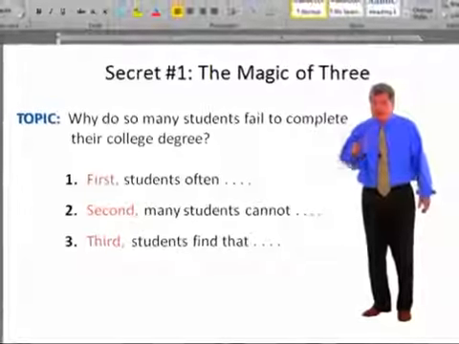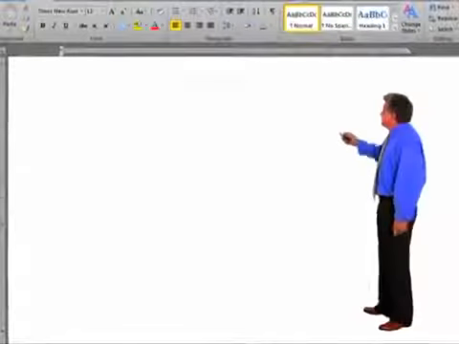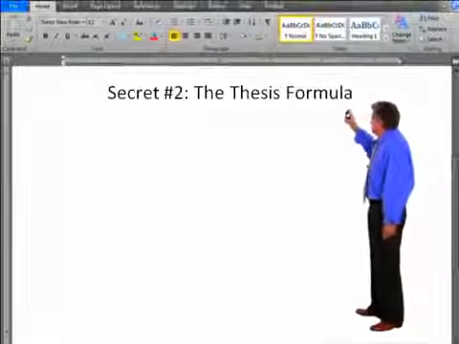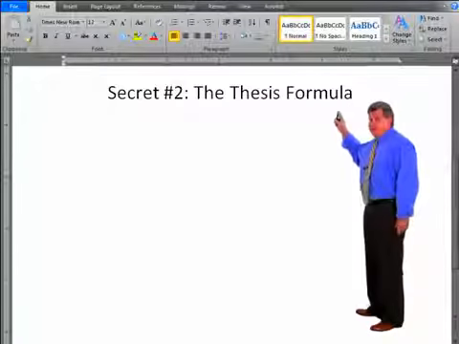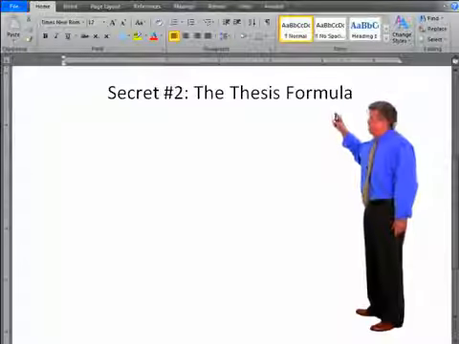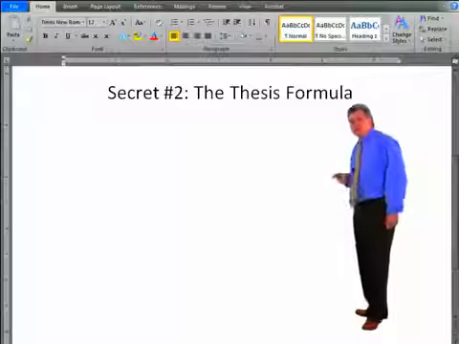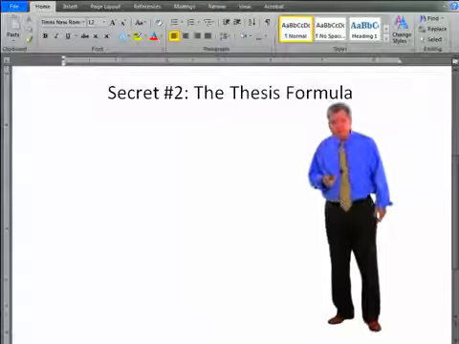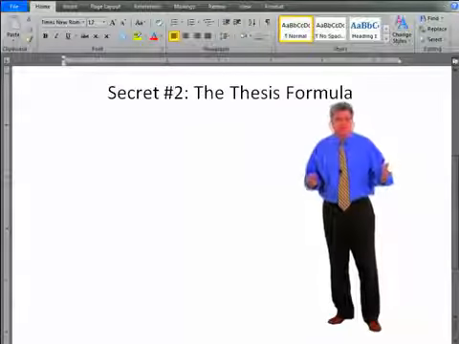Now let's go to the next secret, and that secret is the essay formula for the thesis. Every essay has to have a thesis, and a thesis can be written with a formula. You know, these thesis statements sound kind of intimidating.